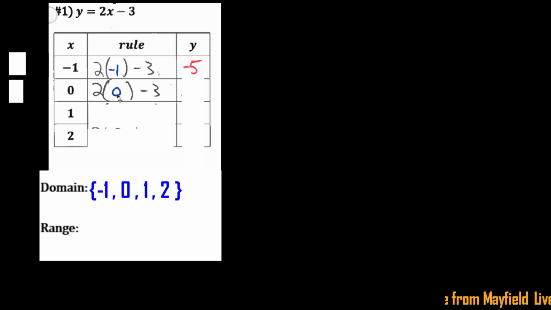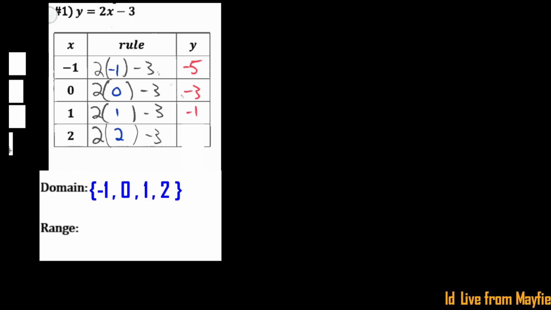Again, I plug in where x equals 0, so I have 2 times 0 is 0, minus 3 is -3. I plug in for x equals 1, so I have 2 times 1 is 2, minus 3 is -1, and then I have 2 times 2 is 4, minus 3 is 1. So now I have my y values, so that means I know what my range is.